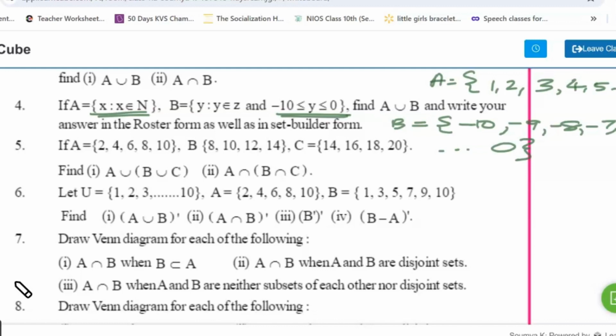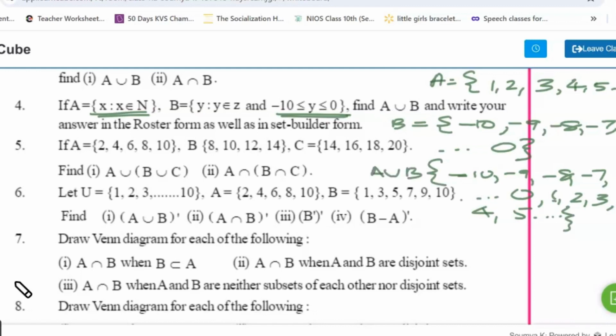So if you find A union B, it will be a combination of both, that is -10, -9, -8, -7 and so on up to 0, then 1, 2, 3, 4 and 5. Okay, this is A union B. Now you have to write it in roster form and set builder form. When you write it in roster form, this is the answer where you mention all the elements in between: -6, -5, -4, -3, -2, -1, everything, and then the list goes on.